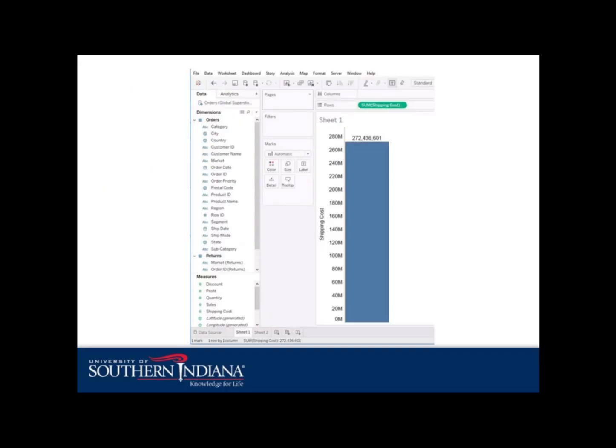So here's an example. This is shipping cost. If you just throw shipping costs up onto your view, you get a bar, and that's the aggregation of the total shipping costs. Generally speaking, when you put a measure out onto your view just like this, it's usually going to default to sum. Now you can change it to aggregate it different ways. You can use average or median, but generally the default's always going to be sum.